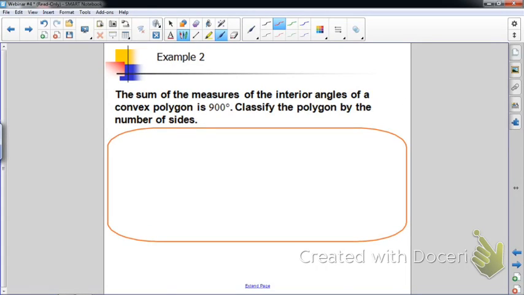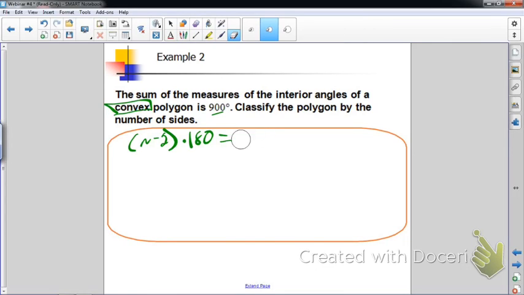For this particular example, it says the sum of the interior angles of a convex polygon, remember what convex is, the definition of it, what it means to us, equals 900 degrees. So how does this work? Remember what the formula is. The formula is the quantity of n minus 2 times 180, and it's going to equal the total amount of the interior angles that we have here. So we already know what that is.